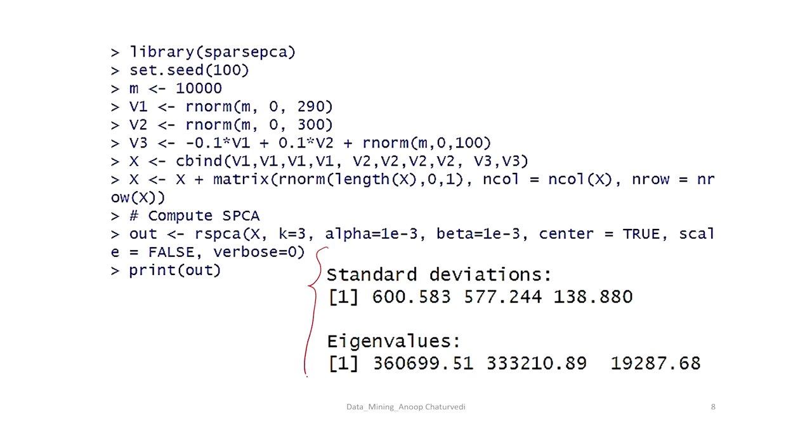Then we get such kind of performance for different principal components. The first principal component has standard deviation 600.583, the second one has 577.244, third one has 138.880, and then these are the eigenvalues. The first three eigenvalues. In fact, I have not given here the standard deviations or eigenvalues corresponding to the next few principal components. Here I have taken just the principal components which are important.